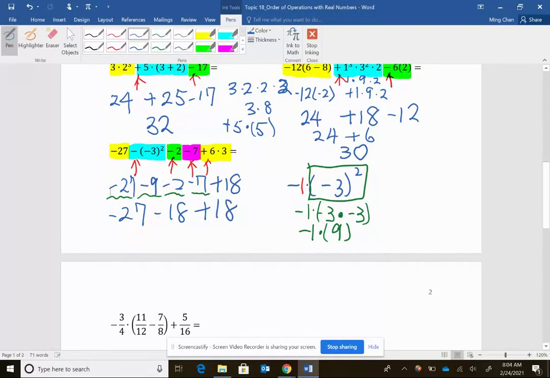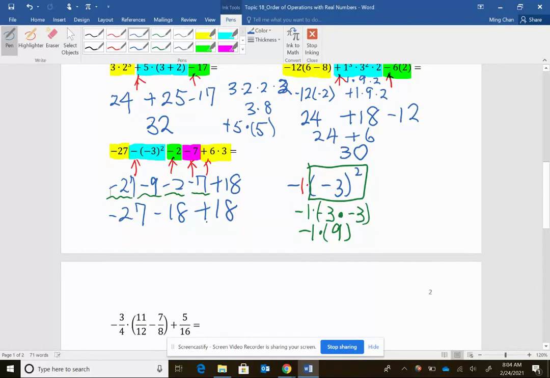Is everybody okay? Right? -2, -9, -2 combined is -11. Same sign, you add. -11 and -7 combined, you add them, will be -18.